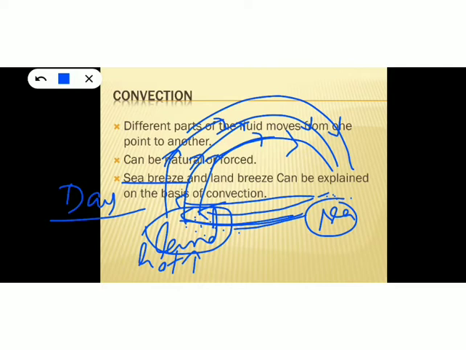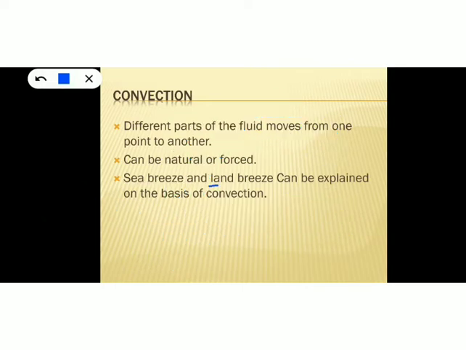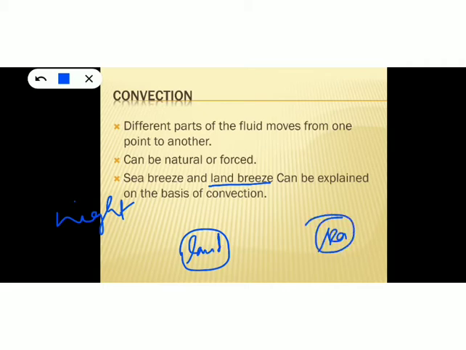But at the same time, during night, what happens? Again, during night, land breeze occurs. So same example, here it is land, here we have sea. During night time, the land loses its heat quicker than water. That is a property of the land. It gets heated up quickly, and at the same time it loses its heat quickly.